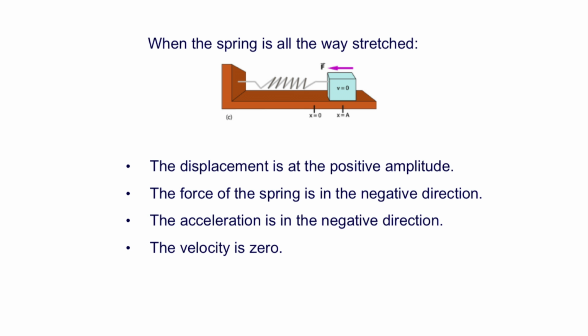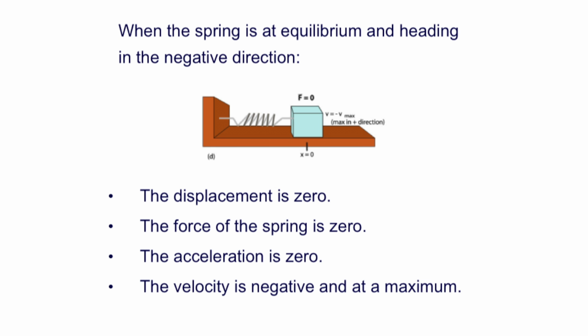Alright, so what happens when the spring is all the way stretched? The displacement is at a positive amplitude, the force of the spring is in the negative direction, the acceleration is in the negative direction, and the velocity is 0. So what happens when the spring is at equilibrium and headed in the negative direction? Again, the displacement is 0, the force of the spring is 0, the acceleration is 0, and the velocity is negative and at a maximum.